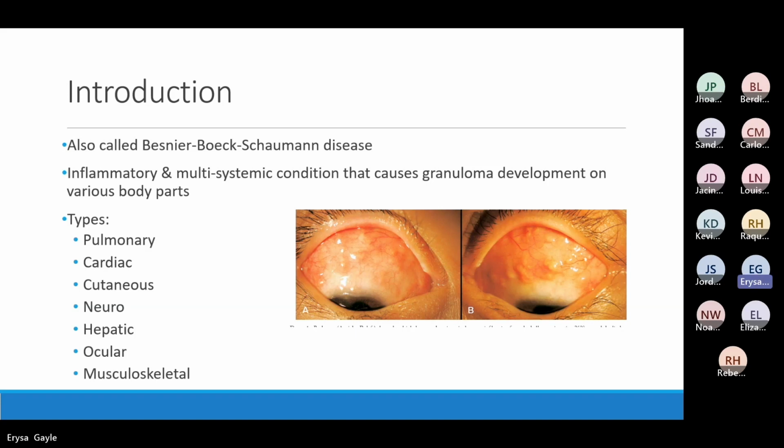So, because sarcoidosis can affect various parts of the body, the different types of sarcoidosis are specific to the body parts or organ systems that it affects. So, you have pulmonary, cardiac, cutaneous, neuro, hepatic, ocular, musculoskeletal, and a lot more. And Jordan will get into the types of symptoms that are associated with these body parts later on in the presentation. And in the image on the right, that's an example of ocular sarcoidosis. And as you can see, there are granulomas that have developed on the conjunctiva, which is the white part of the eye.